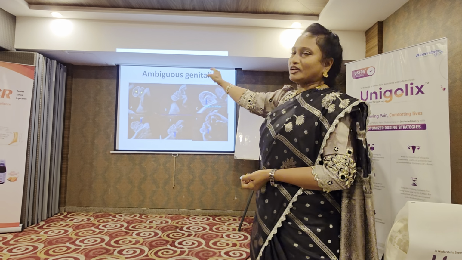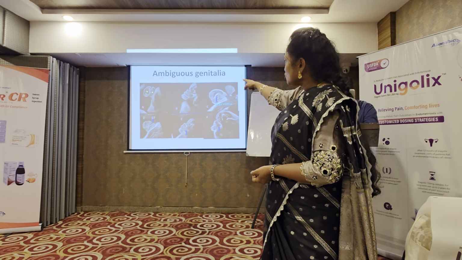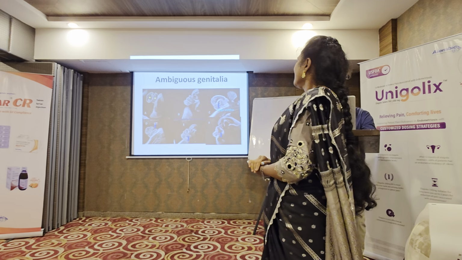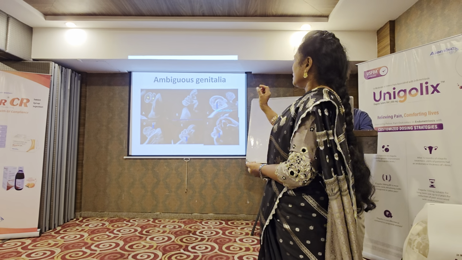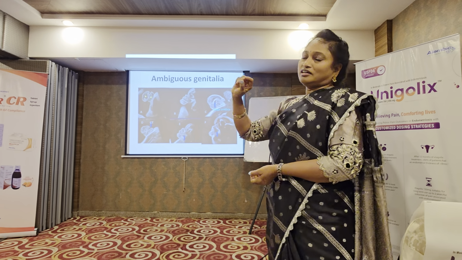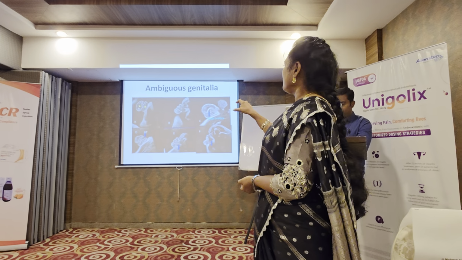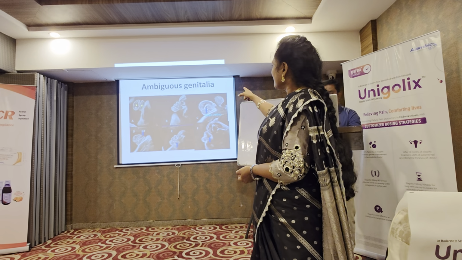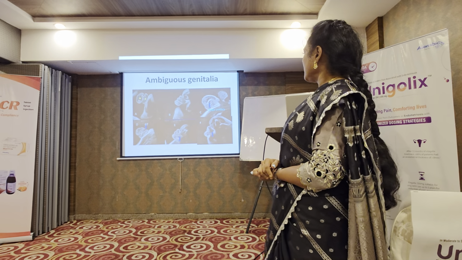That star sign is absence of gonads. The tulip sign is where it's like a bifid thing, lips, not sure even about the gonads, whether it is a male or a female one. There is a megalourethra right in the center of that. These are different types of ambiguous genitalia.